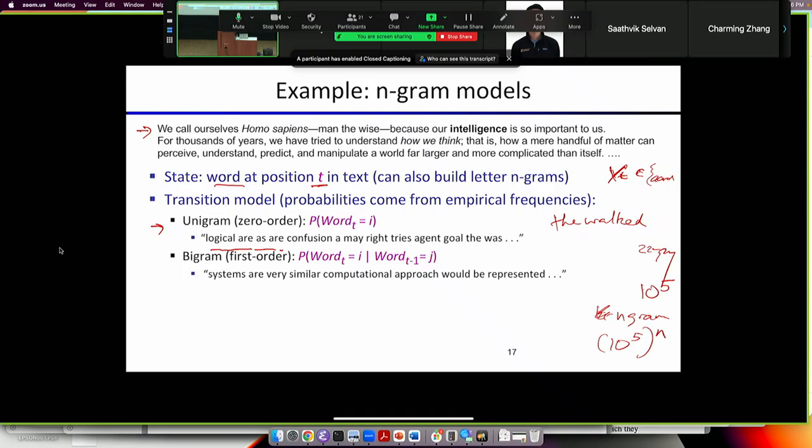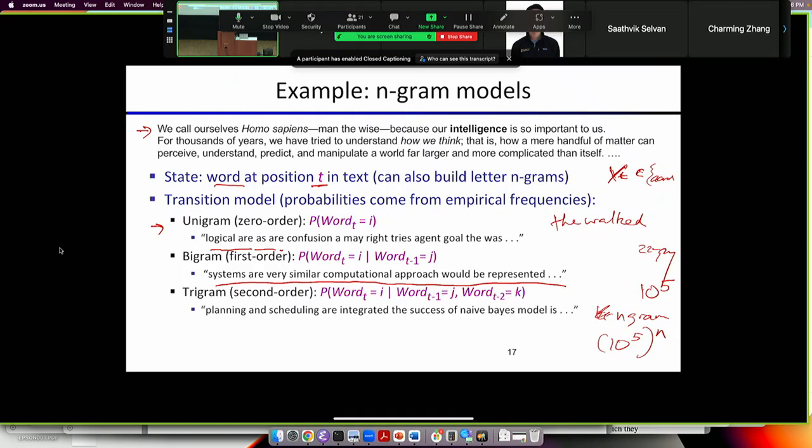So if you do that for the book, you get "systems are very similar, computational approach would be represented." It starts to seem a little bit grammatical, at least in snippets, but still not very sensible. If you do trigram, "planning and scheduling are integrated. The success of naive Bayes models is," so it starts to be quite coherent and actually to sound like someone writing sentences in an AI textbook.